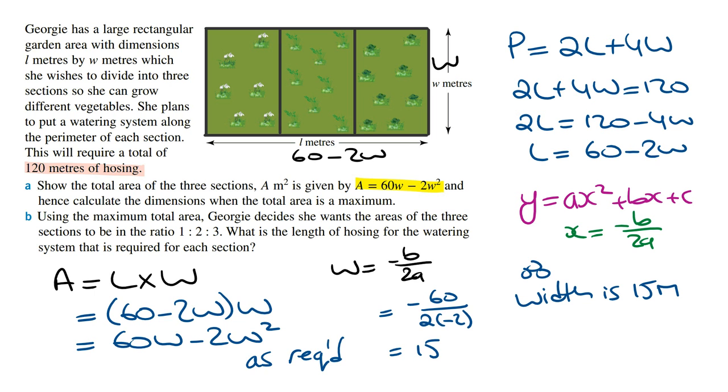And the length, we know that this is 60 minus 2 times the width. If the width is 15 meters, then this is going to be 60 minus 30. And so the length is going to be 30 meters.